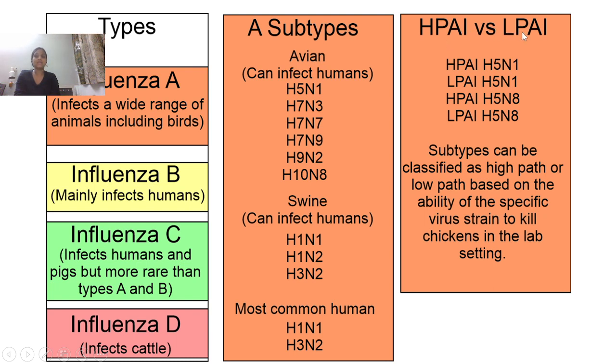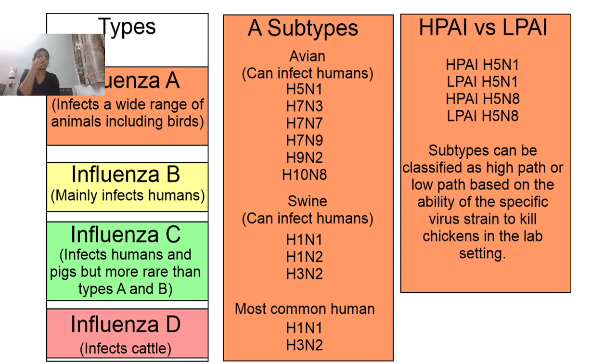HPAI versus LPAI means highly pathogenic avian influenza versus low pathogenic avian influenza. They can be divided as highly pathogenic or low pathogenic based on the specific ability of the virus strain to kill chickens in the lab setting. If they are highly pathogenic, these viruses can kill the chickens. In the lab setting, they will infect the chickens or small baby birds, and they will see whether it is capable of killing them or not.